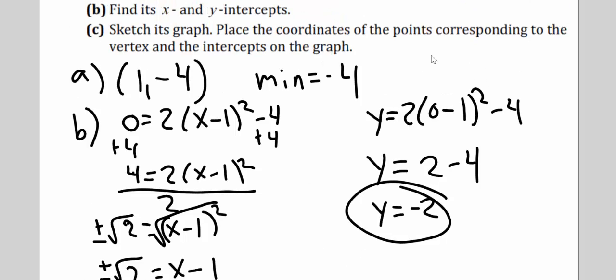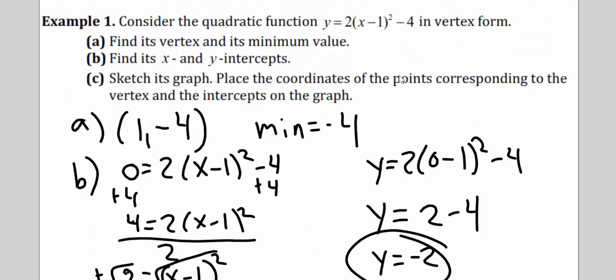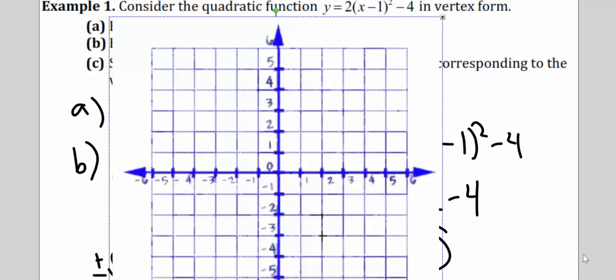All right, last one is to sketch the graph. So if we want to sketch the graph, we need to put a dot where our vertex is at. So it'd be +1, -4. And then this graph is opening up because there's not a negative in front of it. Now we can say, well, we're going to go over 1 from the vertex and up 1 times 2 because our stretch factor is 2.